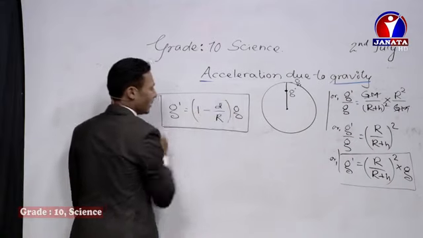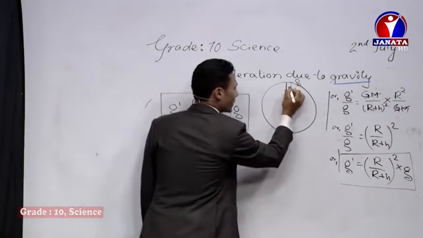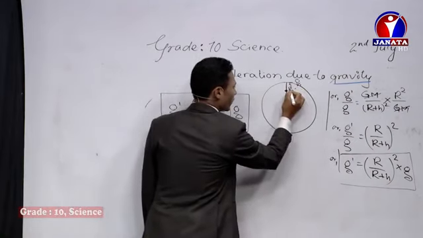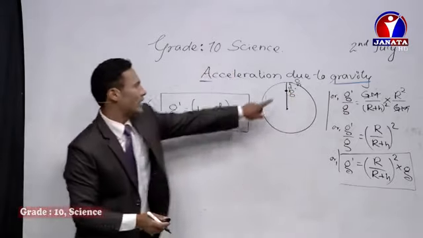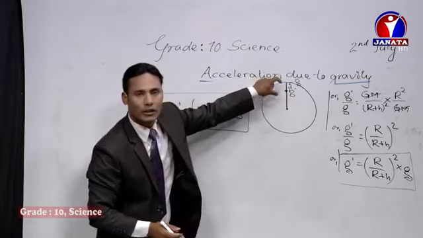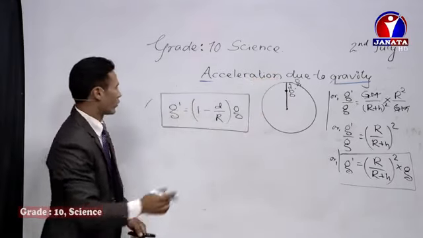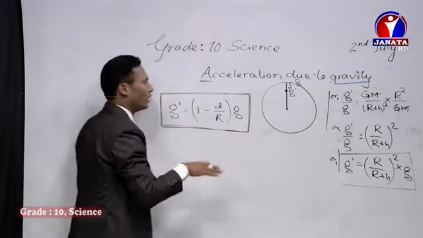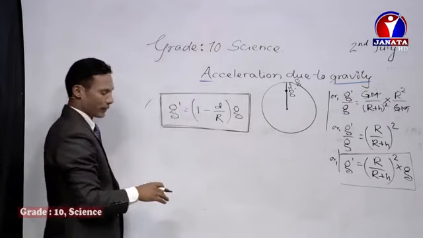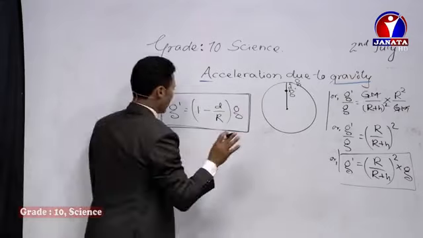So what does this d mean? It is the depth of the object from the surface of earth. So this d is the depth of the object from the surface of earth. So this is the relation when the object is kept below the surface of the earth, right? Now one more thing here.